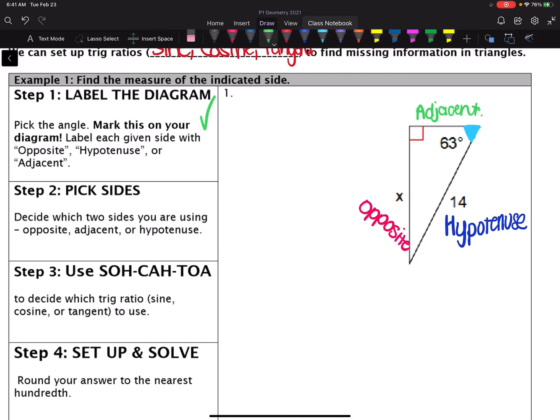We've labeled our diagram. Step two says that we want to pick the sides that we need to use. So of our adjacent, opposite, and hypotenuse, we want to pick the two sides that give us information in this diagram. We know that the adjacent side isn't going to give us any information, and we know that the hypotenuse has a length of 14, and our opposite side is marked with x, which is what we're trying to solve for. So the two sides that we're going to want to use are these opposite and hypotenuse sides.